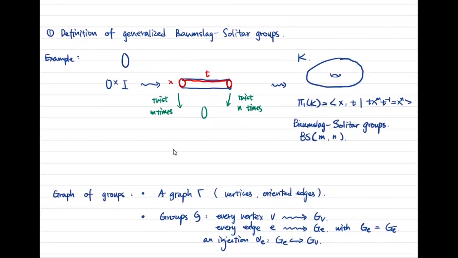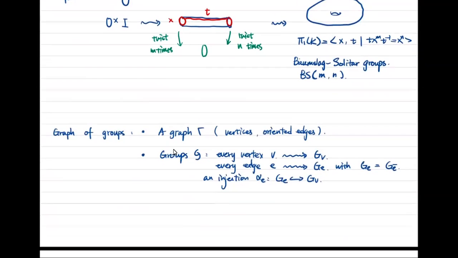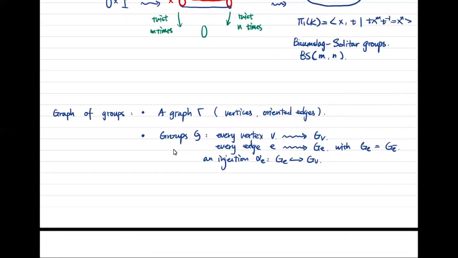Before I introduce generalized Baumslag-Solitar groups, I want to talk about graphs of groups. This structure contains two parts. The first part is a graph gamma, which contains vertices and oriented edges. For example, gamma could be just a simple edge with two vertices, V and W, and an edge E pointing to the right. Because we need oriented edges, associated to this edge E we have its inverse orientation, E bar, pointing to the left.